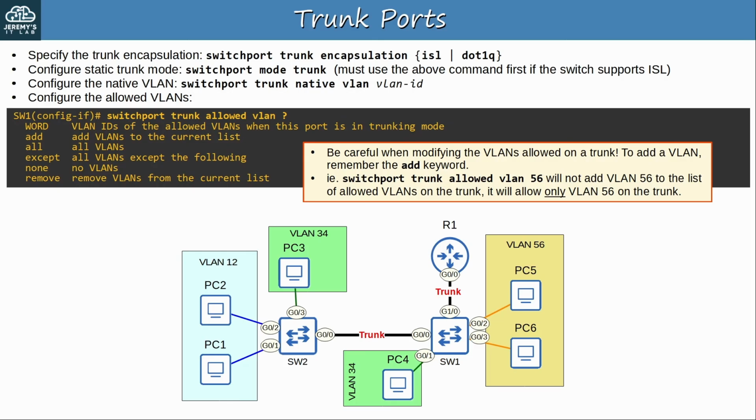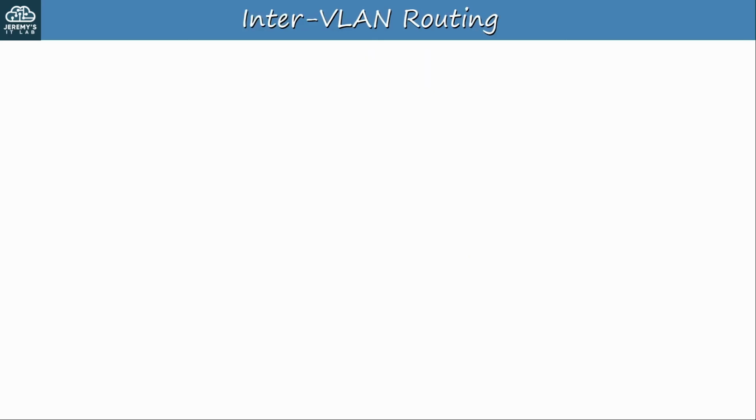Okay, that's all about trunks for now. We'll cover some other aspects of trunks in the DTP video. Finally, let's review Inter-VLAN routing. Really, it's just routing between subnets, but with VLANs and VLAN tags involved, there are some extra considerations. There are 3 methods of configuring inter-VLAN routing.